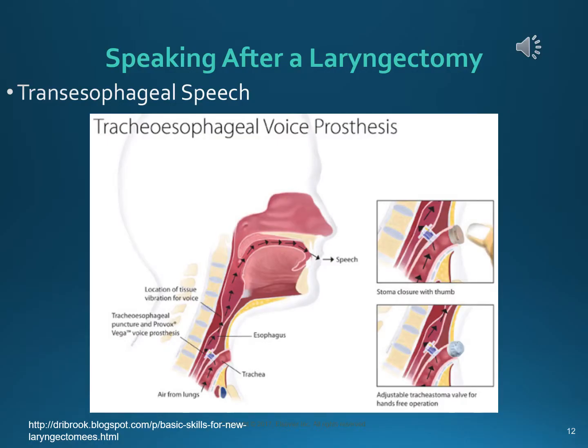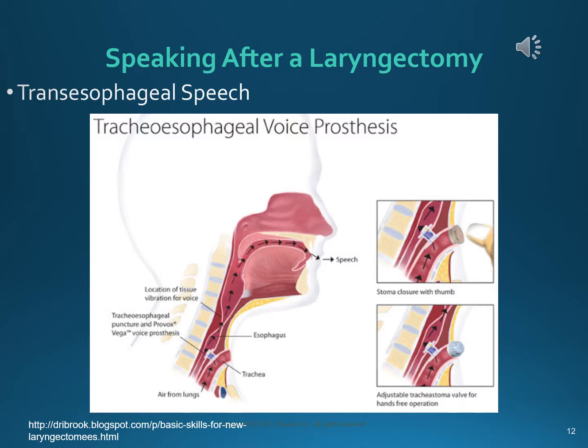The next couple of slides illustrate different ways that people can learn to speak after a laryngectomy. So there is a little prosthesis that you can put in after the surgery that's called a transesophageal voice prosthesis, and they can learn to speak through this. In transesophageal speech, air is exhaled from the trachea into the esophagus through a little silicone prosthesis that connects the two of them. So it's almost like a little conduit.